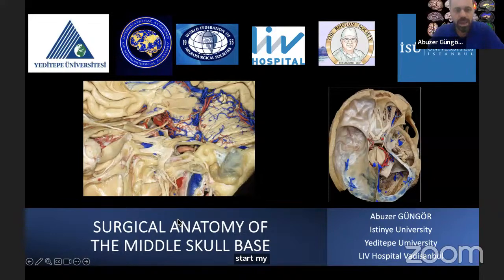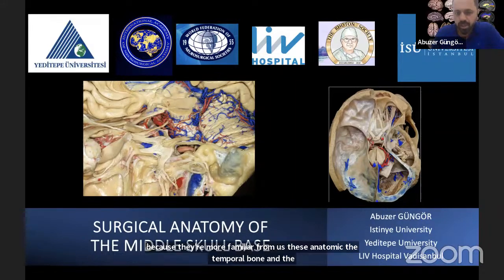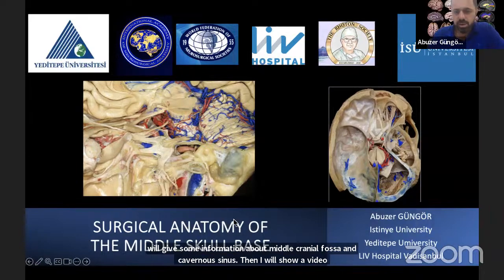Firstly, I would like to thank the previous lecturers, because they are more familiar with this anatomy, the temporal bone, the labyrinth and the ear. Thanks for their good explanation. My presentation will be short because they explained most of the things. I will give some information about the middle cranial fossa and cavernous sinus. Then I will show a video about one trigeminal schwannoma.